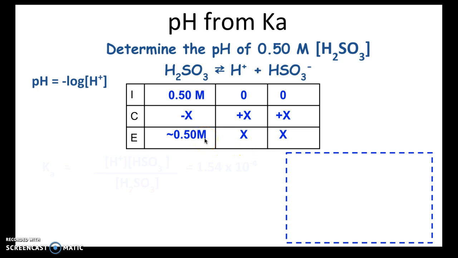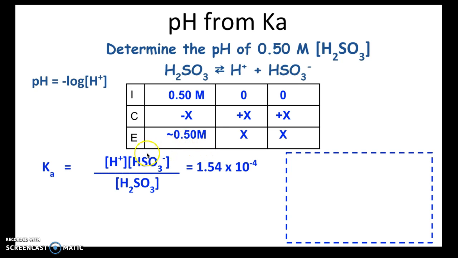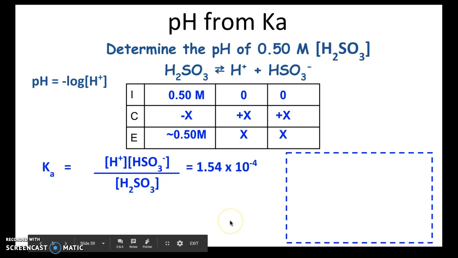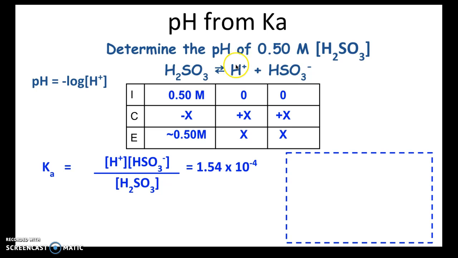And the cool thing is once we have that, we can plug it into our Ka. So remember, Ka is the concentration of products over reactants, and for this equation, this is what it looks like. And you would be given the Ka value, because remember this is a constant. The Ka of H2SO3 is 1.54 times 10 to the minus 4. Once we have that, we can plug in all of these values and use that to solve for X. Once we solve for X, that's going to give us the concentration of H+. And once we have the concentration of H+, we can plug it into our pH expression, the negative log.